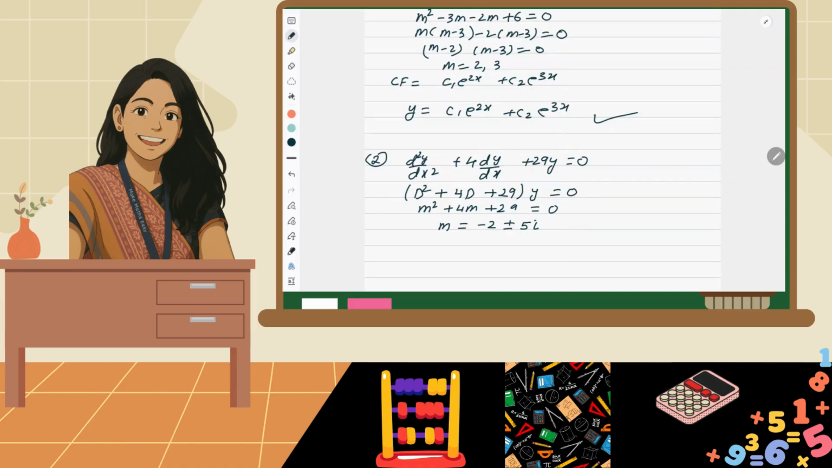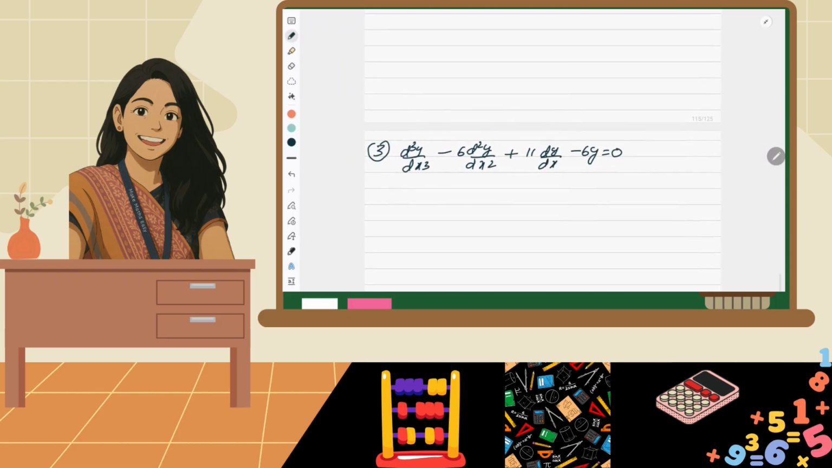Now what is this case? It is complex, where minus 2 is the real part and 5 is the imaginary part. So what will be the CF? What will be the answer? y is equal to e to the power minus 2x, then in brackets C1 cos 5x, with 5 the imaginary part, plus C2 sin 5x. So this is my answer. Right? Go to the next question.